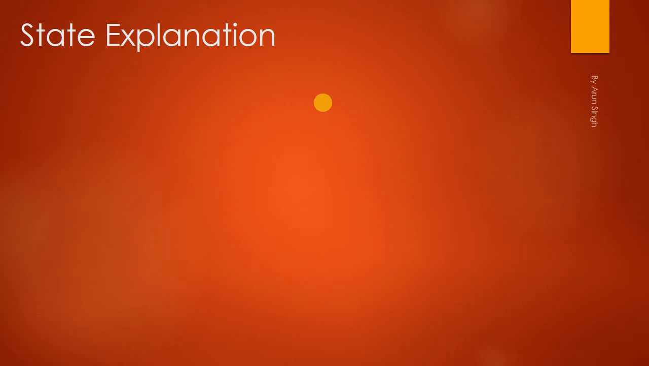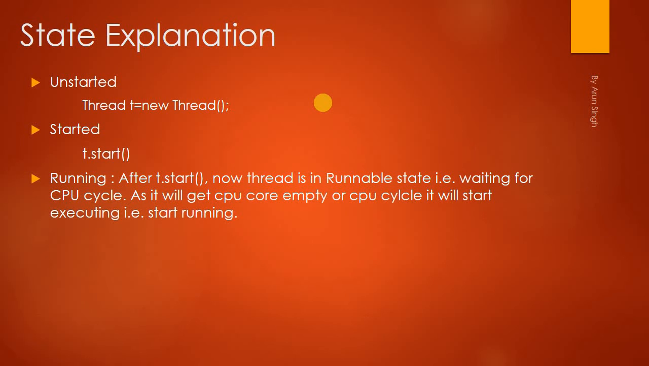Let's see further. The states that I have told, let's see theoretically how these states are. I have said unstarted, that is Thread t = new Thread. It is an unstarted thread. Started, t.start. t.start means the thread is started, but till now the CPU has not taken this thread for execution. Running thread: if the thread is running, that means a CPU cycle is running on this, or this thread is running on the CPU cycle. After t.start, now the thread is in a runnable state.